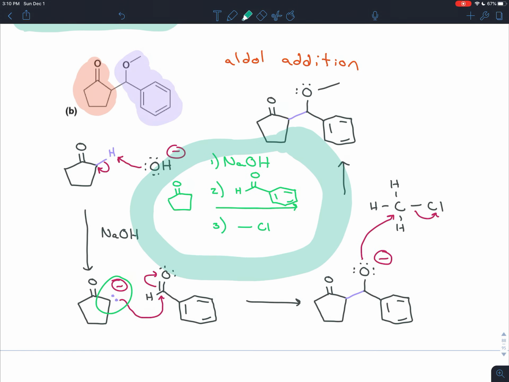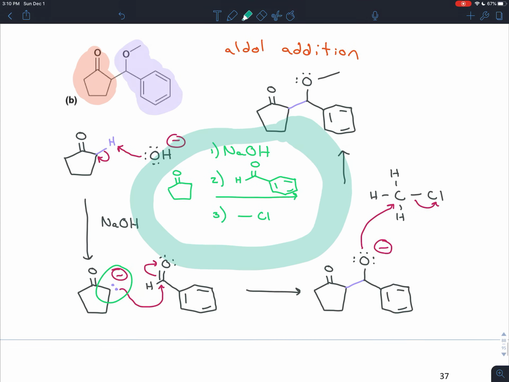And the key to it all was recognizing that we had a difunctionalized compound and the two functional groups were 1,3 to each other. And we only had one carbonyl. That narrowed it down to the Aldol addition.